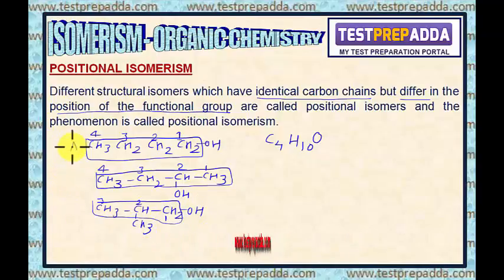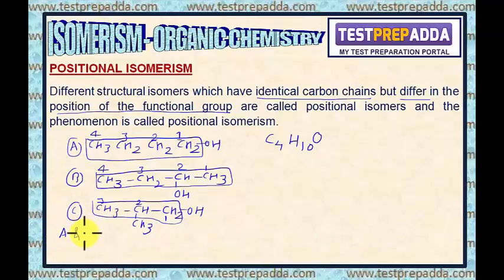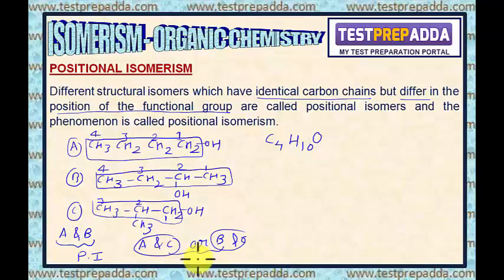So if I say this compound as A, this as B, this as C, then I will say A and B, these two compounds are positional isomers, and compound A and C, or I can say B and C, these two are what? Chain isomers. My point is clear.